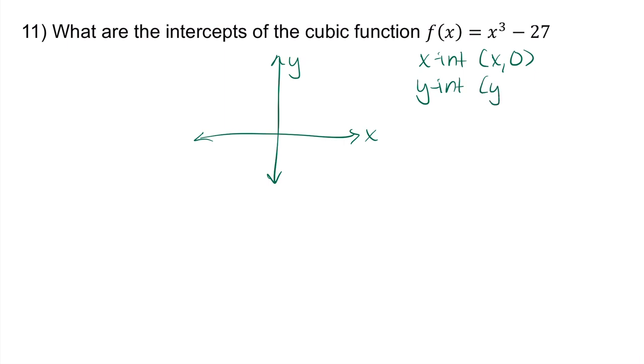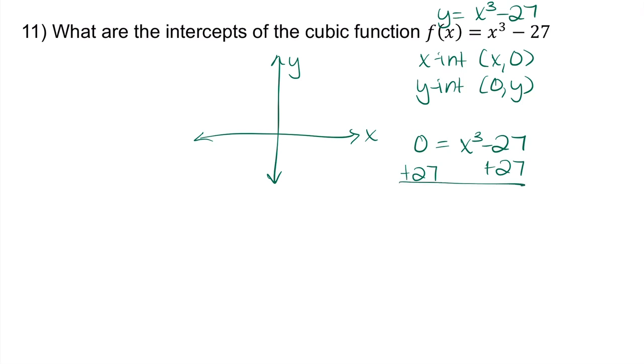So you would have (0, y). Okay, and so you can actually solve this algebraically because remember f of x is y, so we have y equals x^3 - 27. So to find the x-intercept, I would plug in 0 for y, right? So that would give me 0 equals x^3 - 27. And if I solve for x, I go ahead and add 27 to both sides. So that gives me 27 equals x^3. If I take the cube root of both sides, that gives me 3 equals x. So my x-intercept is going to be at (3, 0).